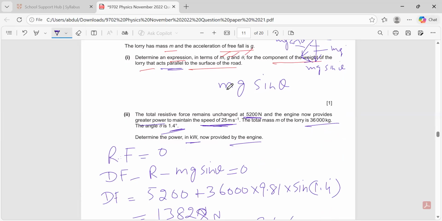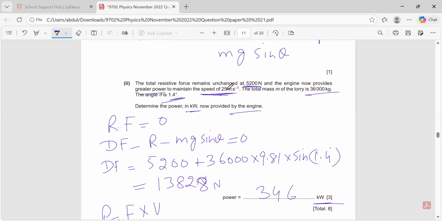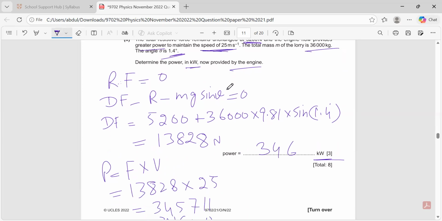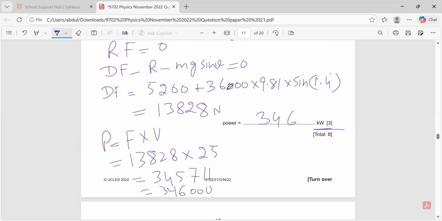So what will be the resultant force? One force is forward, two forces are backward. We will subtract the backward direction forces. Then placing the values, simplifying, we are getting simply the driving force 13,828 Newton, then power is, I did not round off the driving force, just multiply with v first, and then we are getting the answer 345,711 watt. We need to give the answer in kilowatt. So instead of writing 345,711, 346,000 and got it.